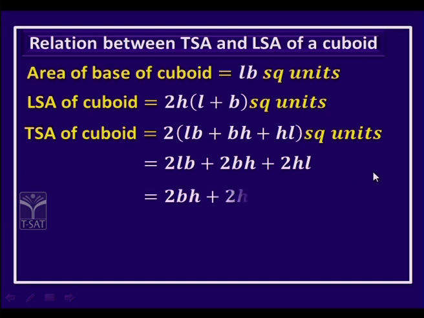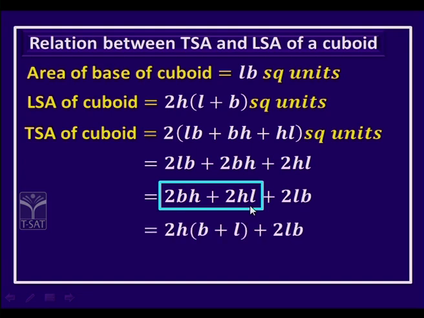Now, let us rearrange the terms, children, as shown. That is, first I am writing this 2 BH, then 2 HL, and at the last I am taking this 2 LB. Now, children, can you notice anything common in these 2 terms, that is 2 BH and 2 HL? Yes, absolutely right. We have again 2H is common. Now, if you take 2H common, you will be getting 2H into (B plus L) plus 2 LB. Now, this B plus L or L plus B is same. Okay, children. So, I will replace it as 2H into (L plus B) plus 2 LB.